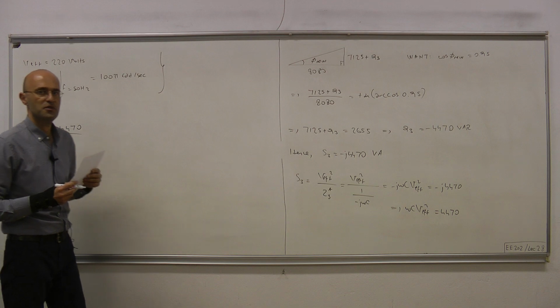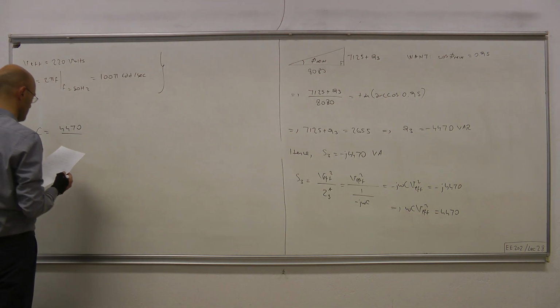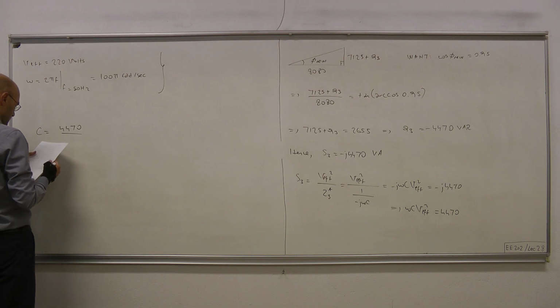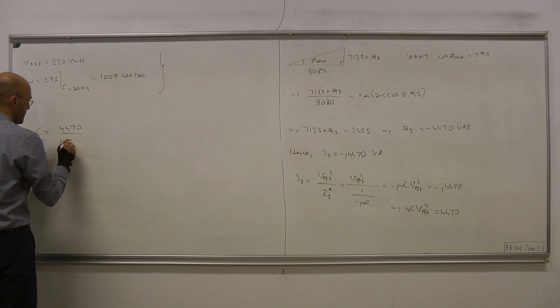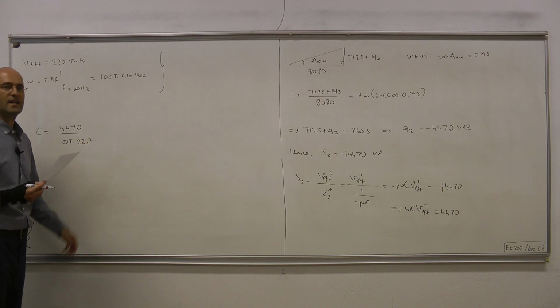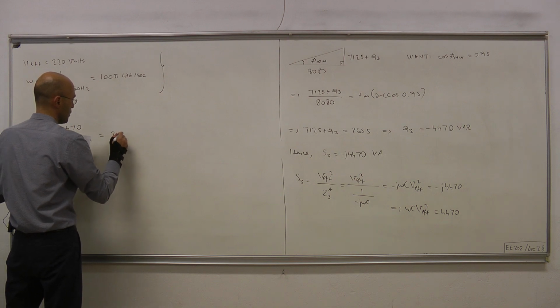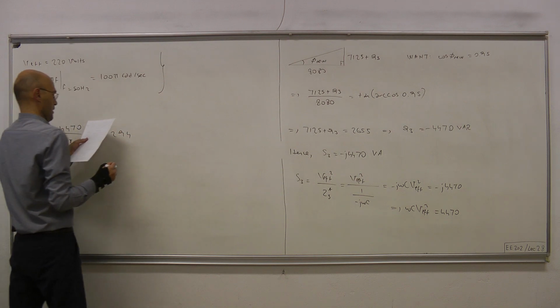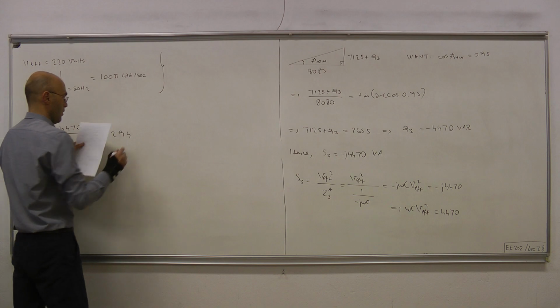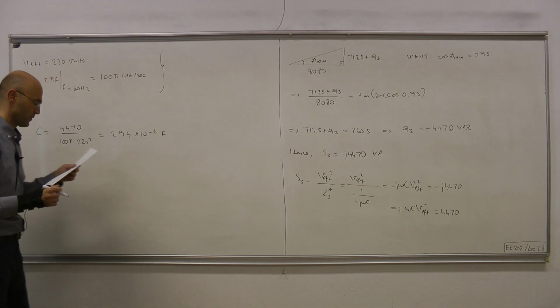4470, which is the magnitude of the reactive power of the capacitor Q3, divided by 100 pi times 220 squared. And that equals approximately 294 times 10 to the minus 6 farads.